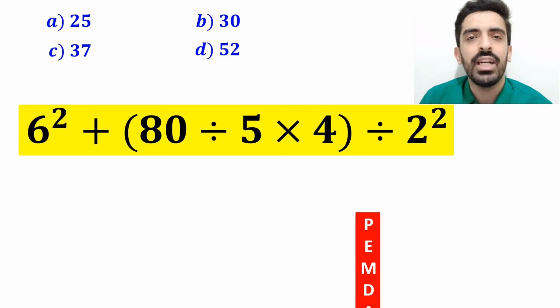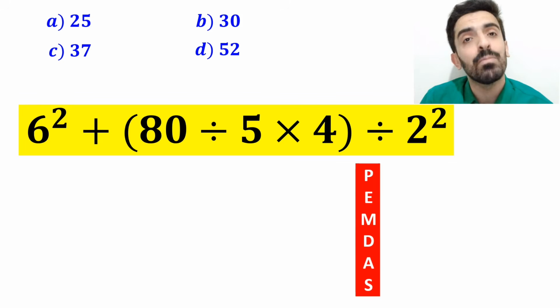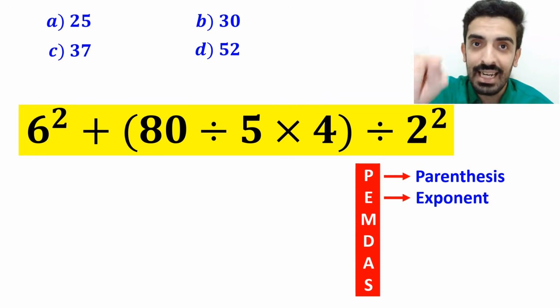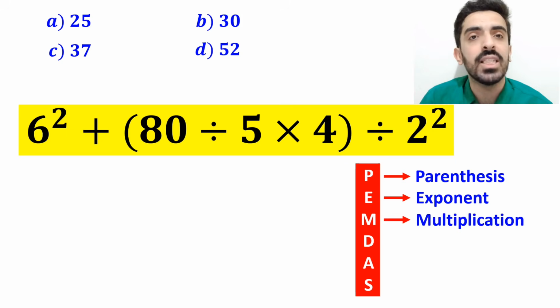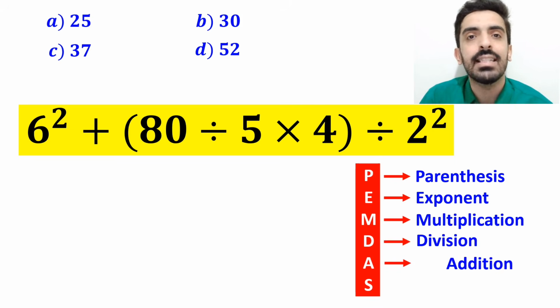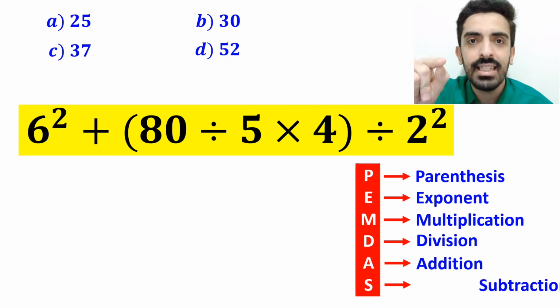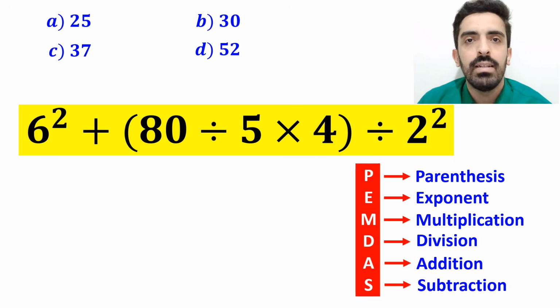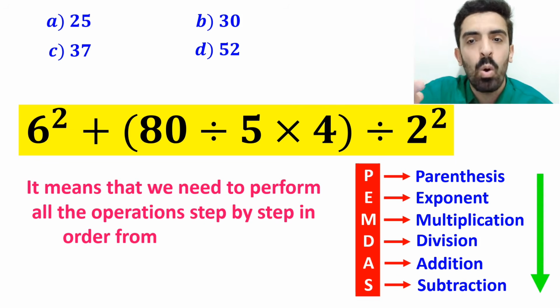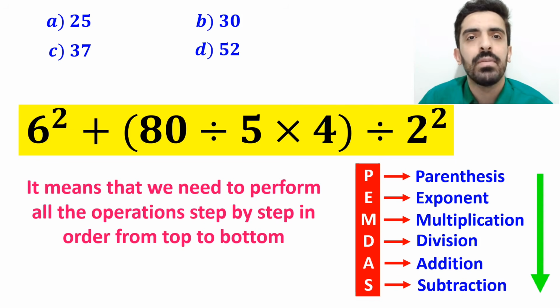To solve this question, we need to follow a rule that is called PEMDAS. In this rule, P stands for parentheses, E stands for exponent, M stands for multiplication, D stands for division, A stands for addition, and S stands for subtraction. It means that we need to perform all the operations step by step in order from top to bottom.